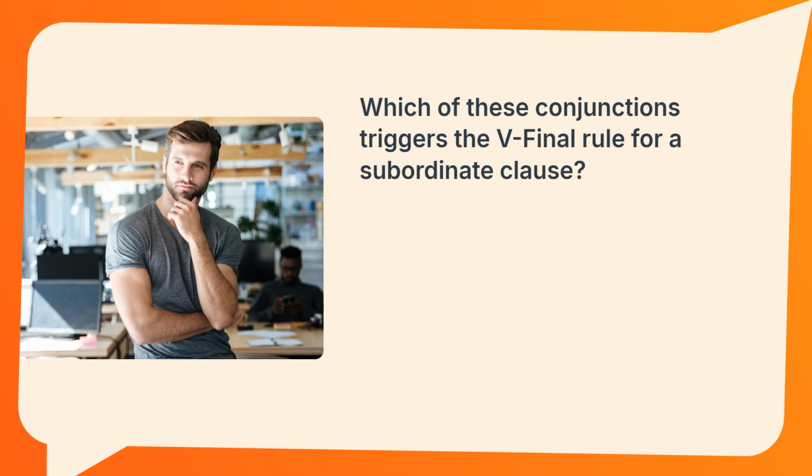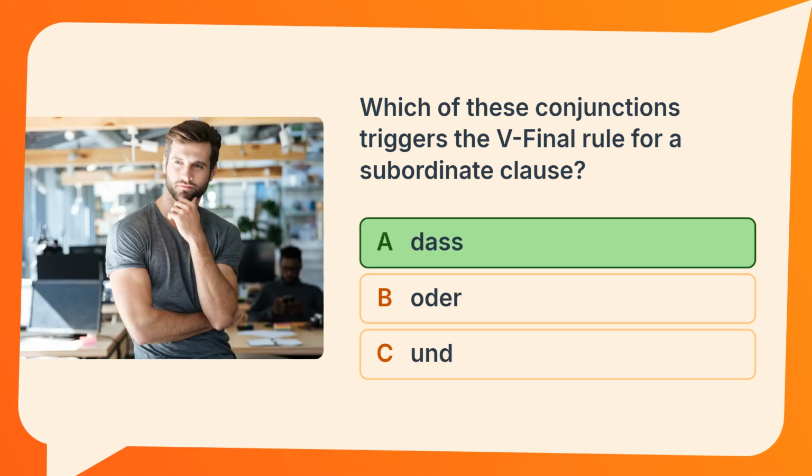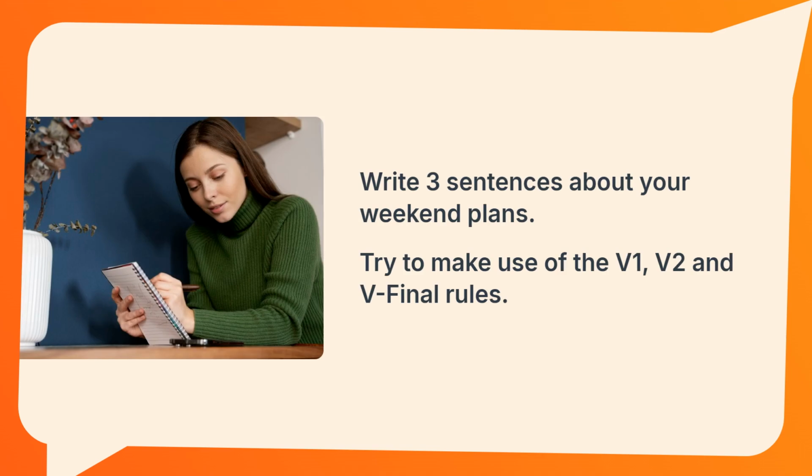Which of these conjunctions triggers the V final rule for a subordinate clause? Das? Oder? Und? The correct answer is Das. The other conjunctions don't change the word order of the sentence. Well done for getting this far. Now your task is to write 3 sentences about your weekend plans. Try to make use of the V1, V2, and V final rules, and feel free to look back through the video to refresh your memory.